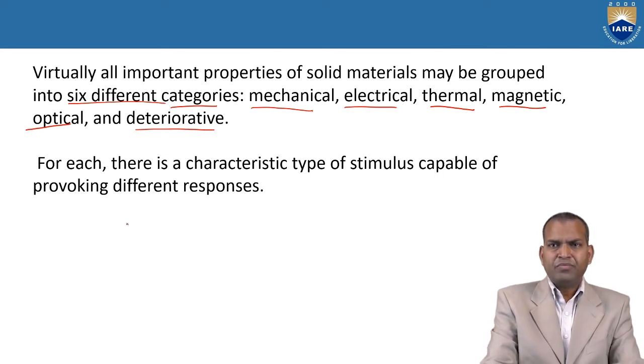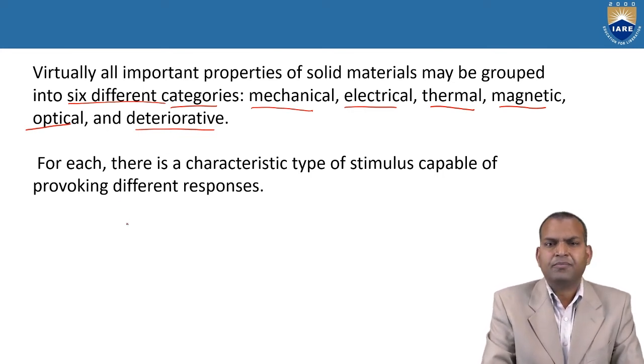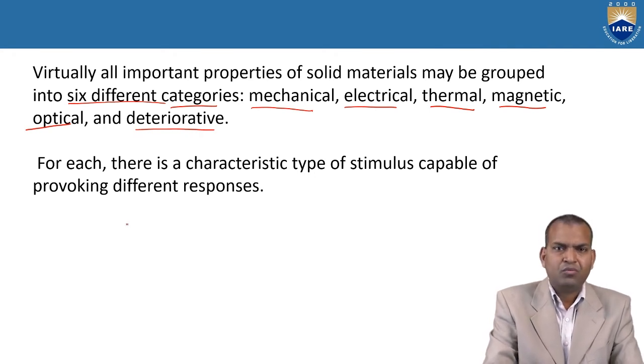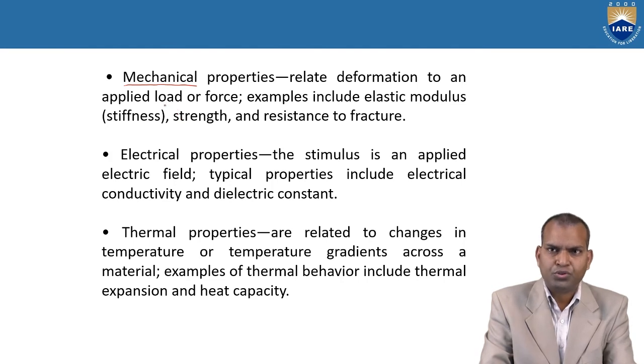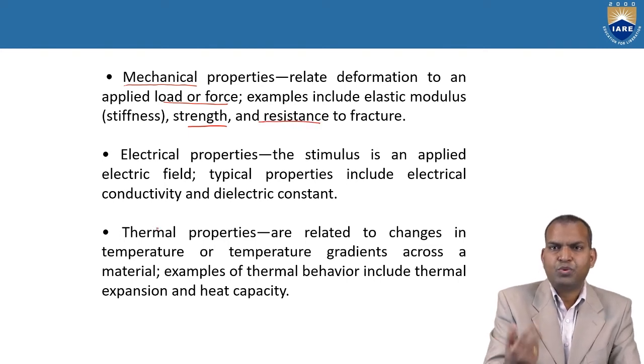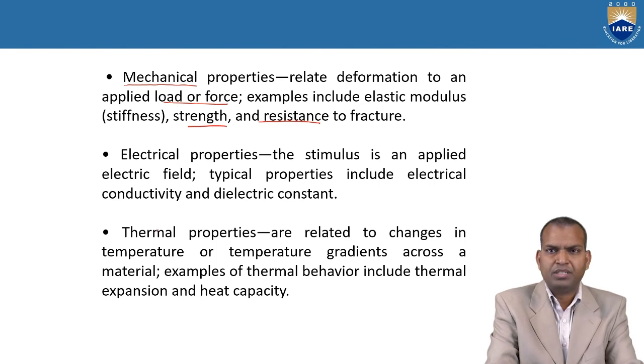Now, from these six categories of properties, we can study mechanical first. In mechanical properties, what is the external stimulus and what is the response? The external stimulus is the applied load or force. What is the response or property? The response is strength or stiffness, elastic modulus, and resistance to fracture. These are the responses in the case of mechanical properties.